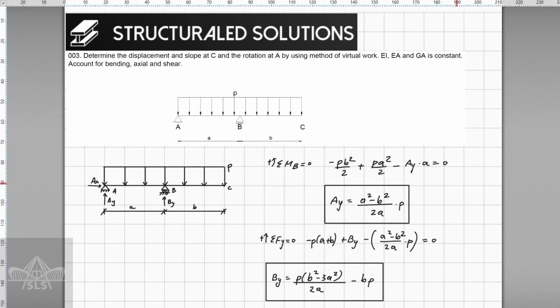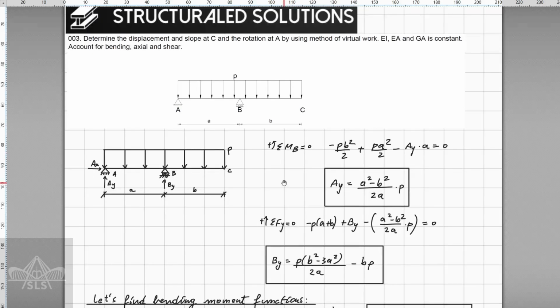Today we are back with another task, and today we are going to use the method of virtual work to solve this beam. But before, let's continue to read the task which we have to solve. According to the problem, we have to determine the displacement and slope at point C and the rotation at point A as well by using the method of virtual work. We know that EI, EA and GA are constant, and we need to account for all actions including bending, axial and shear. So without any further ado, let's continue.